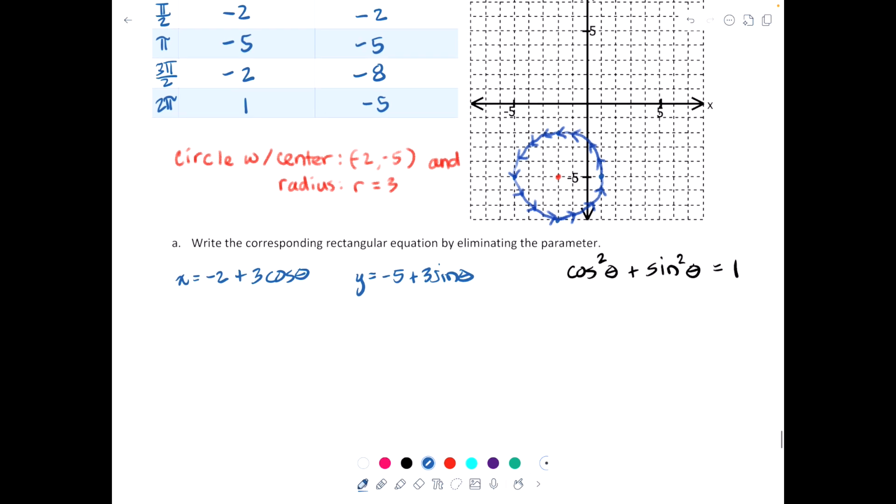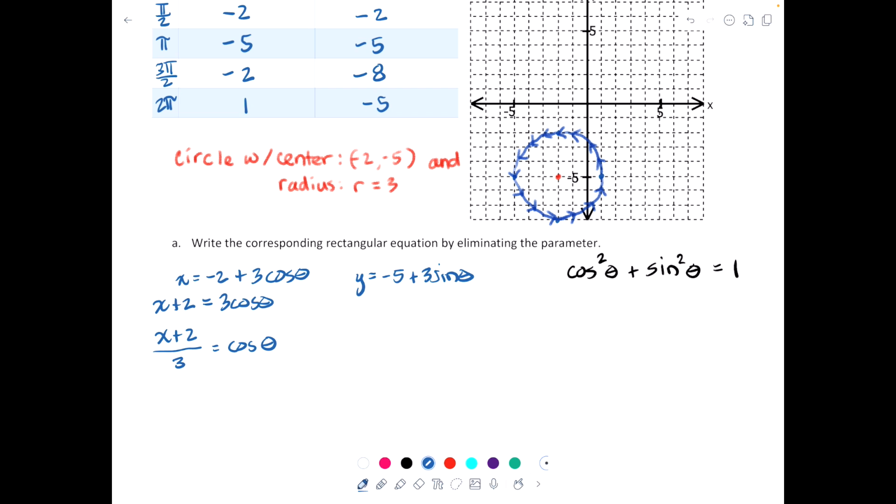And so I want to isolate the cosine theta in the first equation and the sine theta in the second equation, and then I can put it into that Pythagorean identity on the right there. So if I add 2, I'll get x plus 2 equals 3 times cosine theta. And then if I divide by 3, I get x plus 2 divided by 3 equals cosine theta.